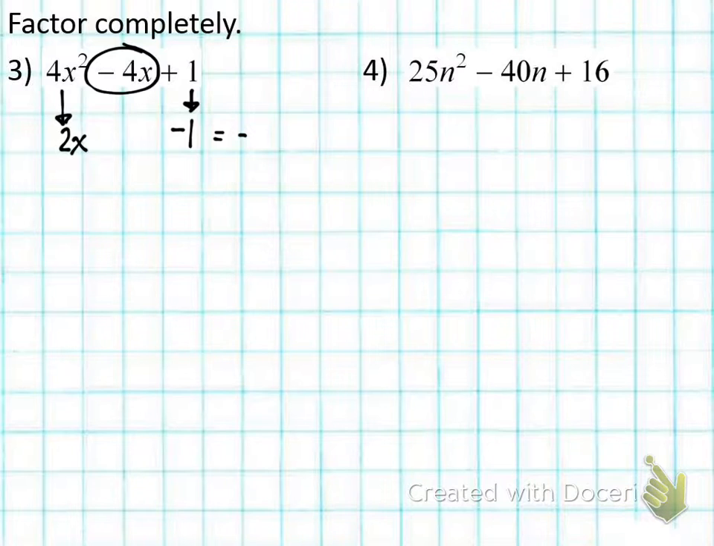2x times negative 1 is negative 2x. Okay, and then we multiply that by 2. What's negative 2x times 2? Is negative 4x my middle term? It is. So since I know that's the case, I'm just going to move quickly.